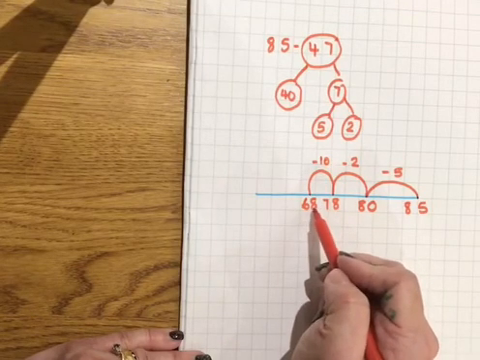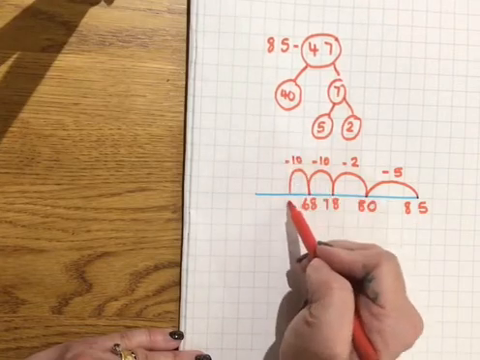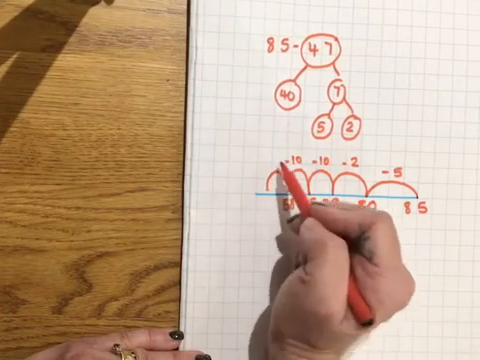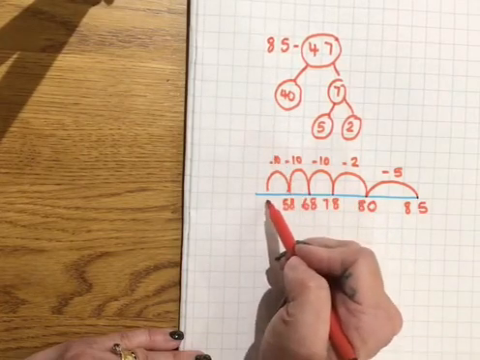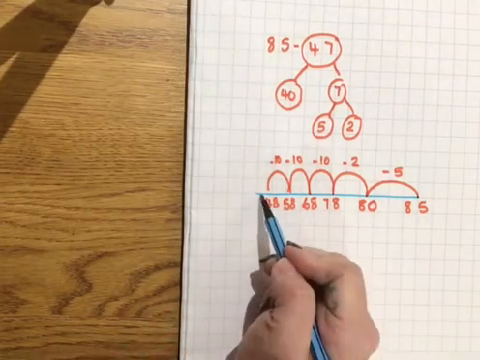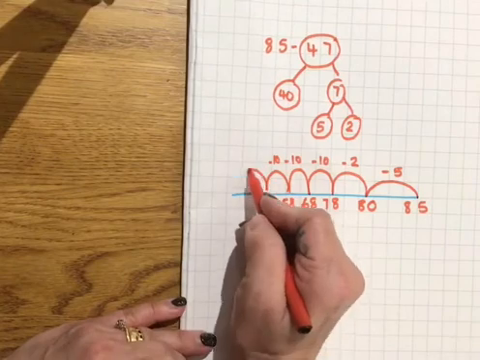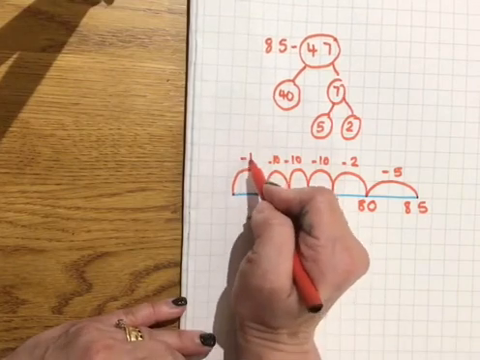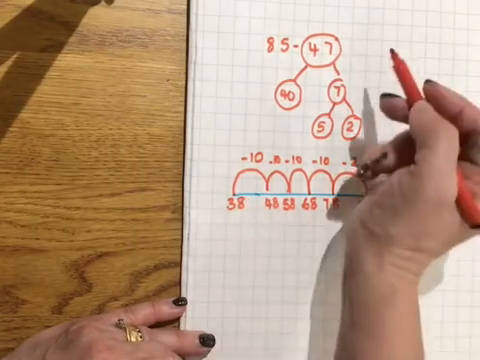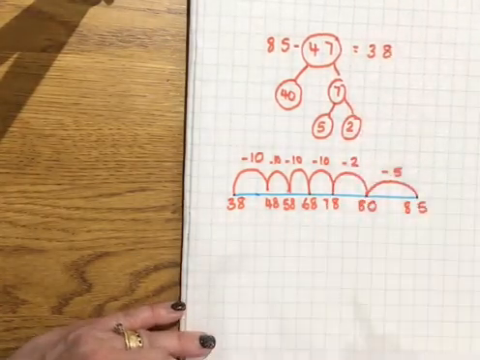Remember, the ones don't change, the tens do. Take away another 10 would get me to 58. Take away another 10 would get me to 48. Didn't quite make my number line long enough, so I'm just going to make it a little bit longer. Take away 10 will get me to 38. So 85 take away 47 equals 38.